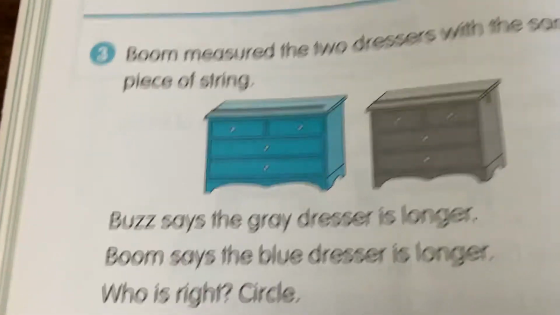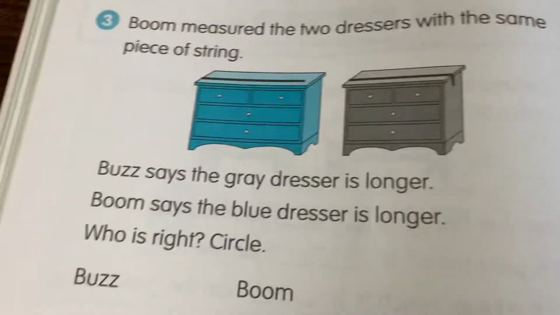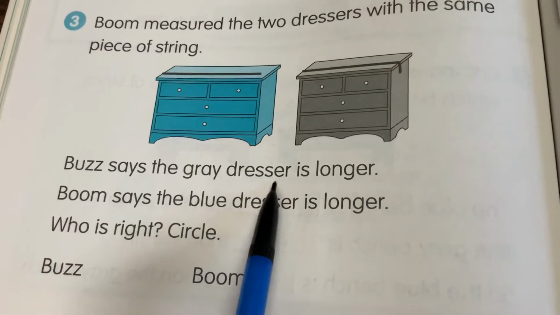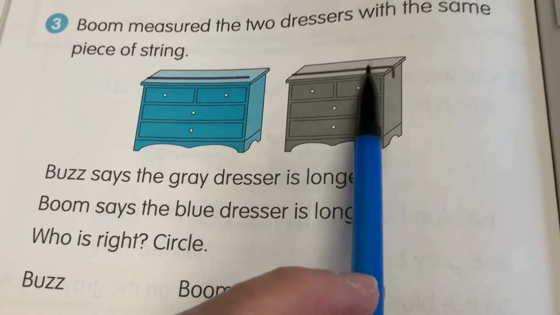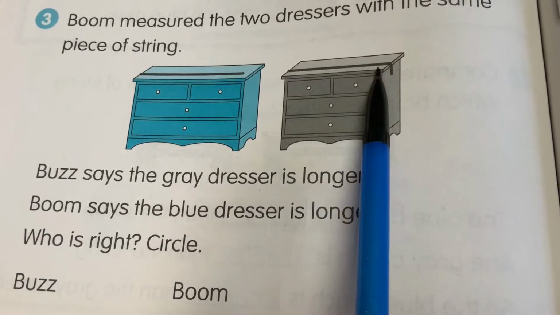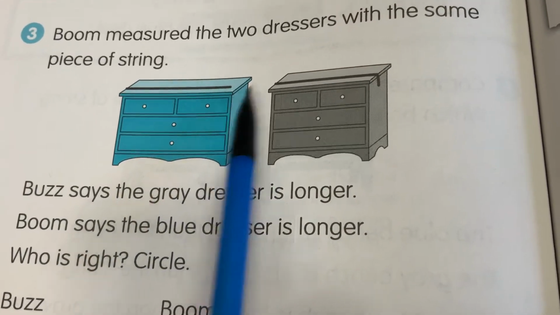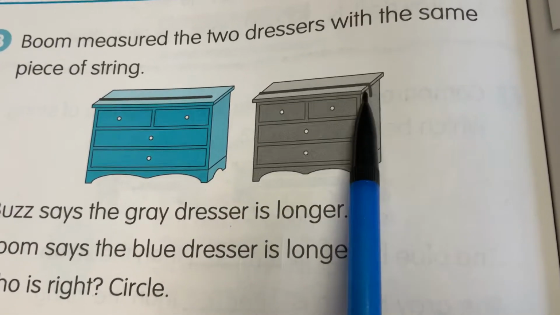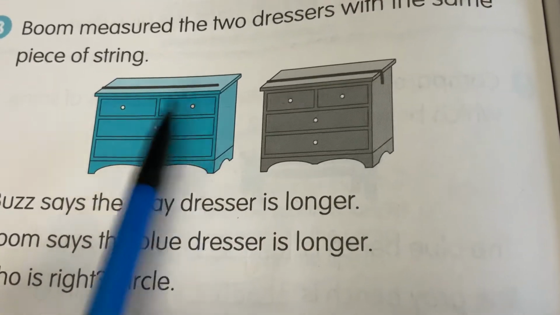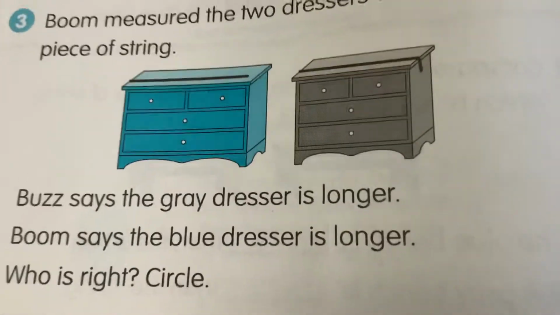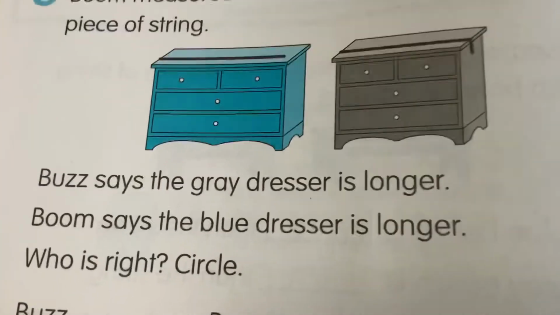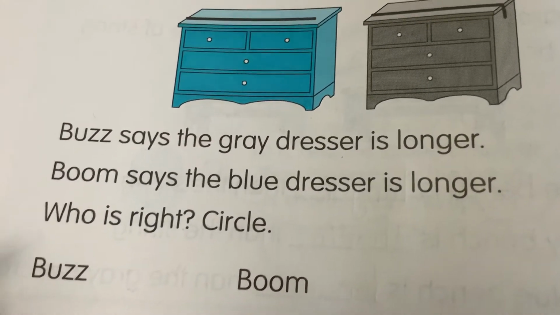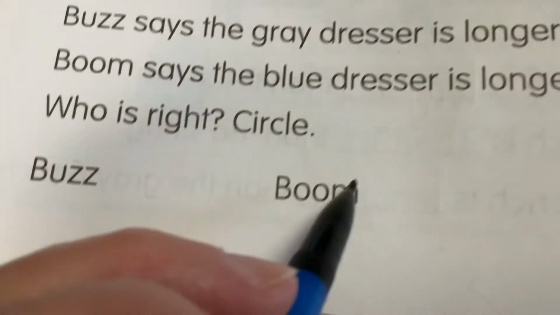Okay, at the bottom. Boom measured the two dressers with the same piece of string. Buzz says that the gray dresser is longer. Well, the gray dresser is shorter than the string, and the blue one is longer. So can the gray dresser be the longest? No. Boom says the blue dresser is longer, and yes, because it is longer than the string. So who is right? Well, Boom is right.